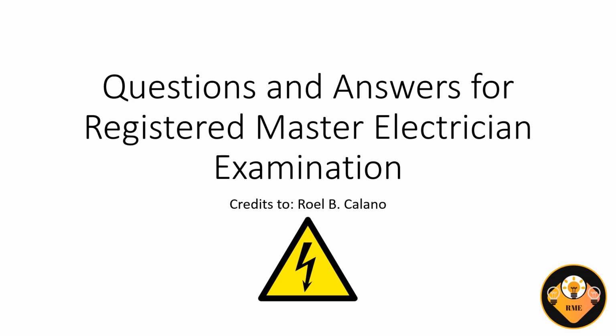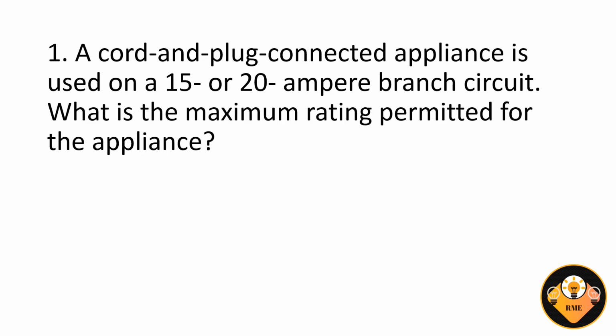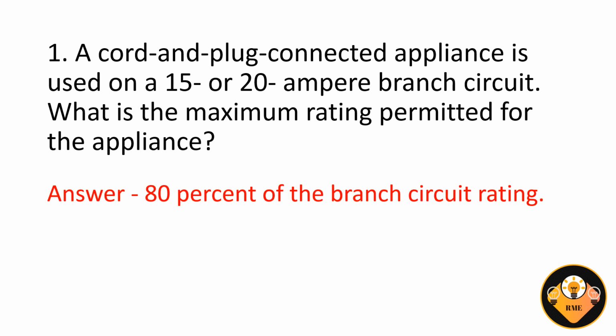Questions and answers reviewer for registered master electrician licensure examination. Number 1. A cord and plug connected appliance is used on a 15 or 20 ampere branch circuit. What is the maximum rating permitted for the appliance? The answer is 80% of the branch circuit rating.